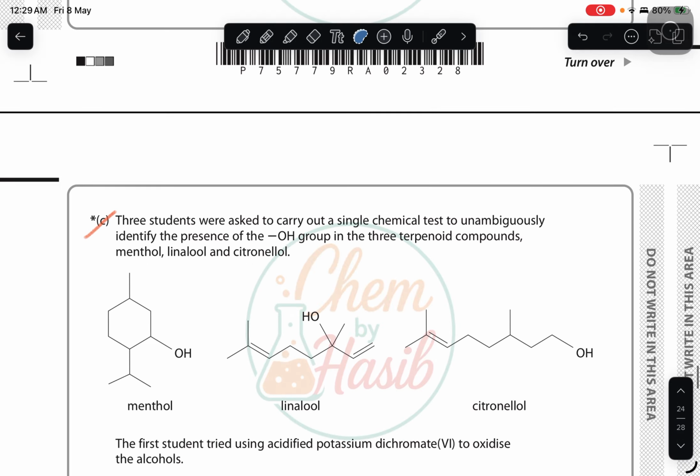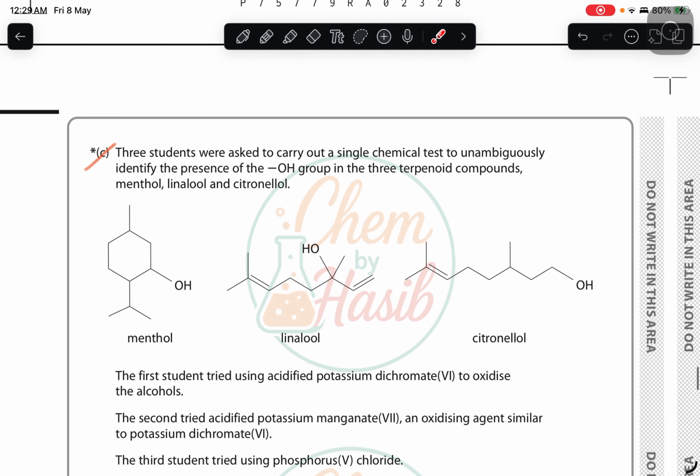Now we move on to question number C. It says 3 students were asked to carry out a single chemical test to unambiguously identify the presence of the OH group in the 3 terpenoid compounds, menthol, linalool, and citronellol. Okay. They are testing for the presence of the OH group.